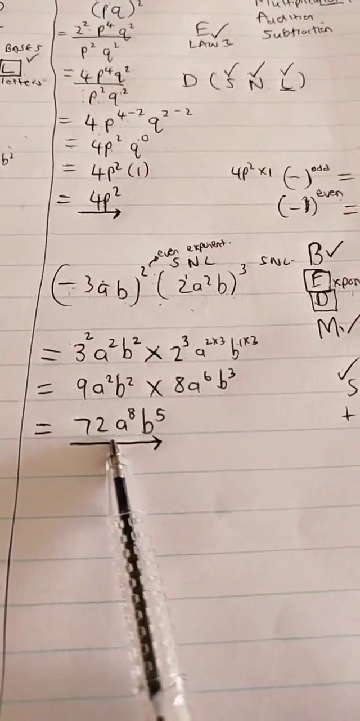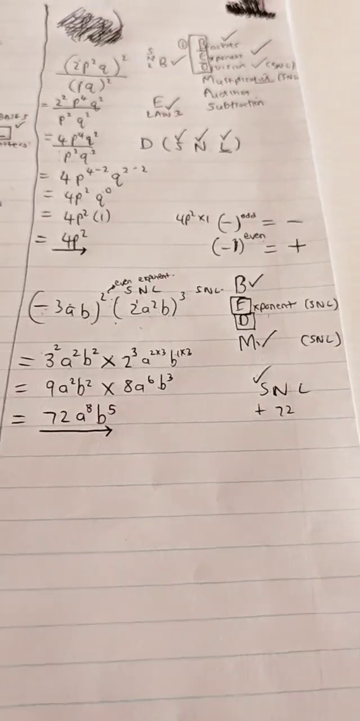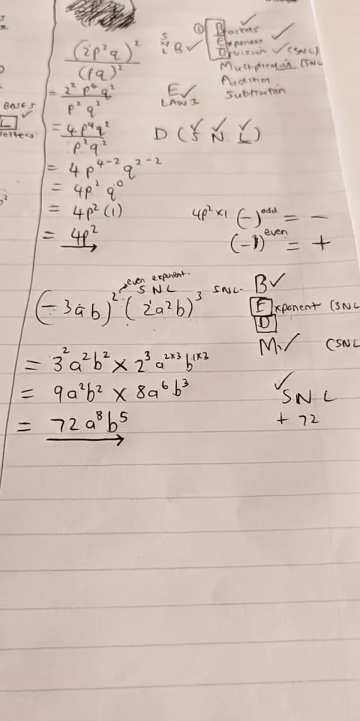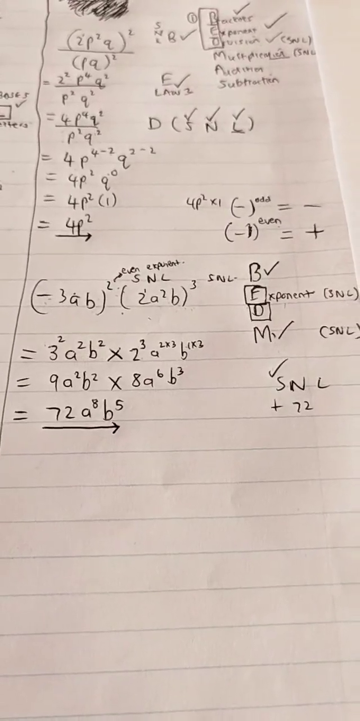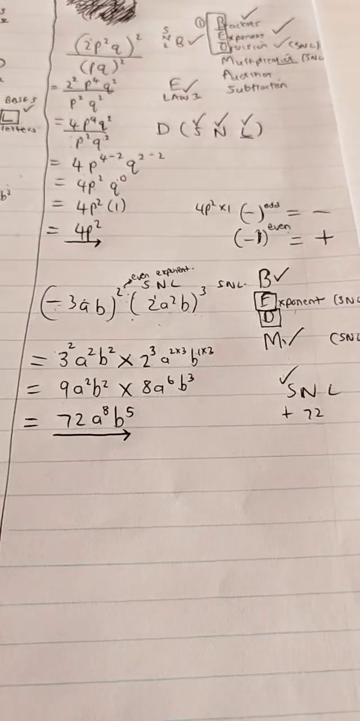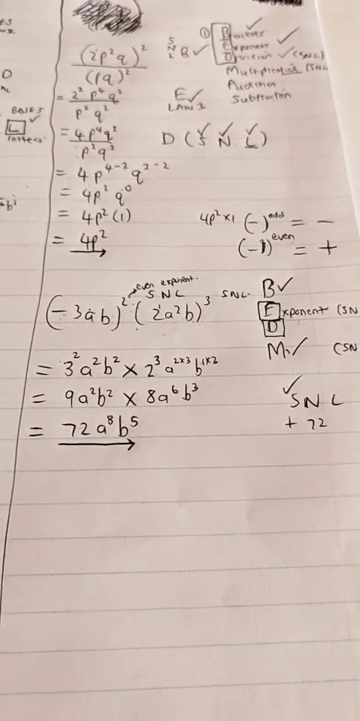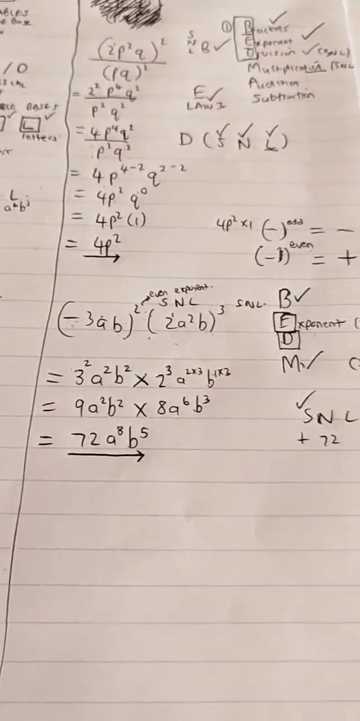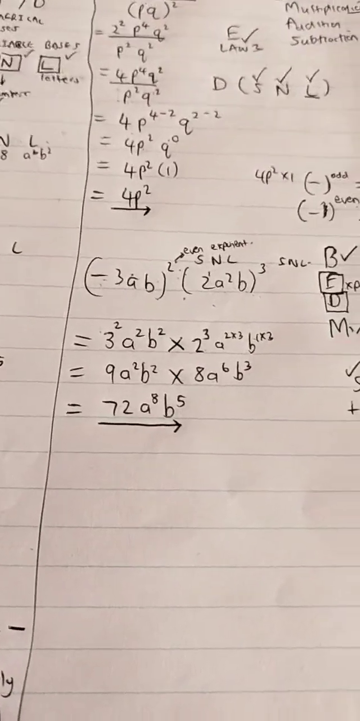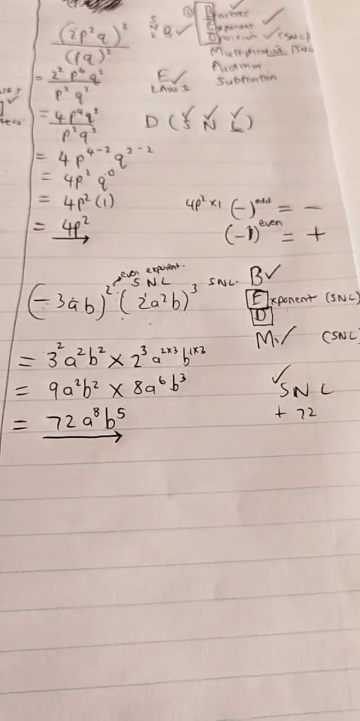Okay, so 72a to the power 8, b to the power 5. Beautifully done. There it is, guys. 72a to the power 8, b to the power 5. Guys, that is that. Really and truly, I don't know if you guys quite understand how important it is to know these basics.